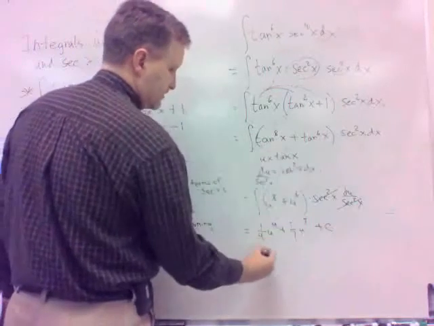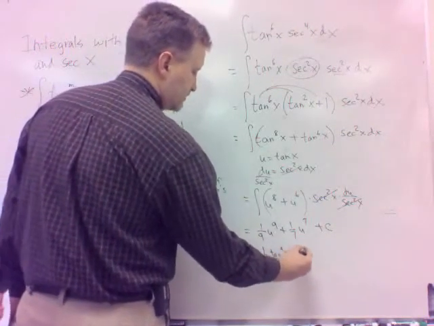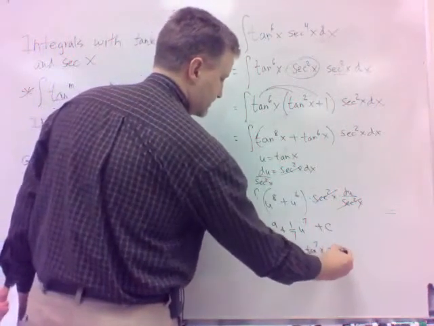U is tangent of x. So it's 1/9 tangent to the 9th plus 1/7 tangent to the 7th plus c.